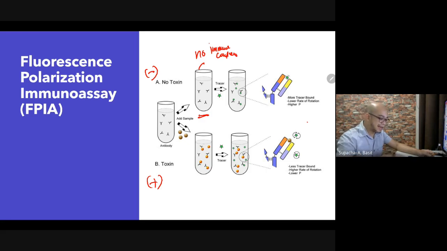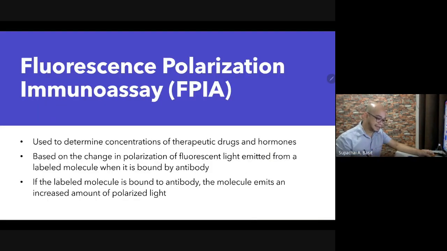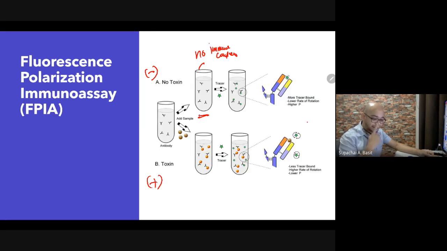And then you will now be adding a fluorescent dye. Since you are adding a fluorescent dye, this particular fluorescent dye would have more tracer bound and then a lower rate of rotation. Lower rate of rotation, meaning it is faster to rotate because there is no toxin. And since there is a lower rate of rotation, the polarization would be very high.